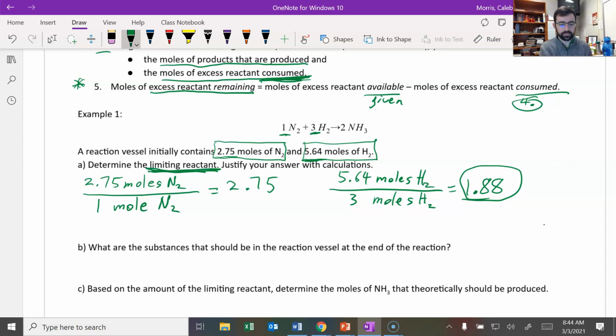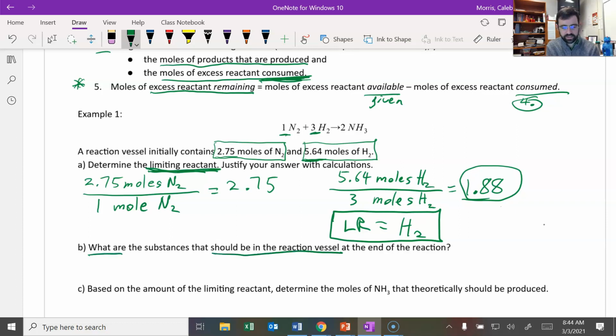That tells me my limiting reactant is hydrogen. So I would say limiting reactant, a lot of times I abbreviate it as LR equals H2. Limiting reactant is hydrogen. Okay, then it asks me what are the substances that should be in the reaction vessel at the end of the reaction.